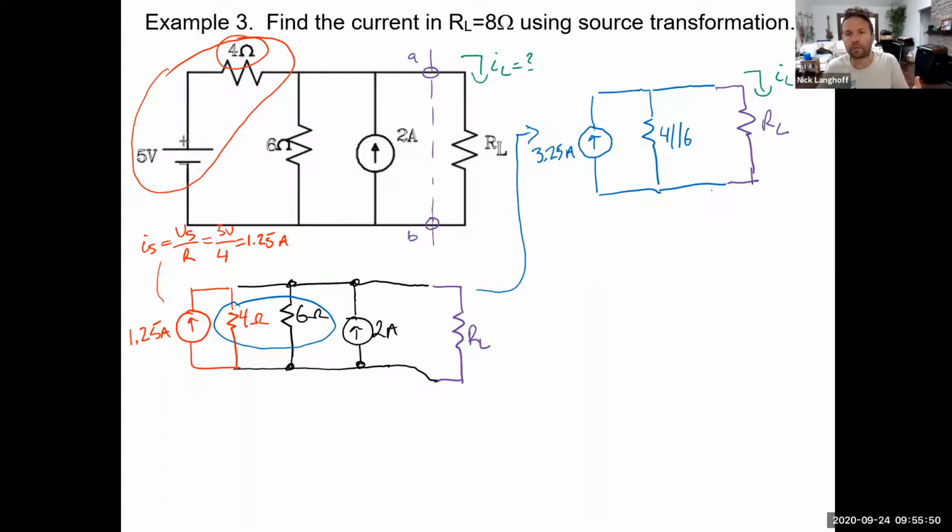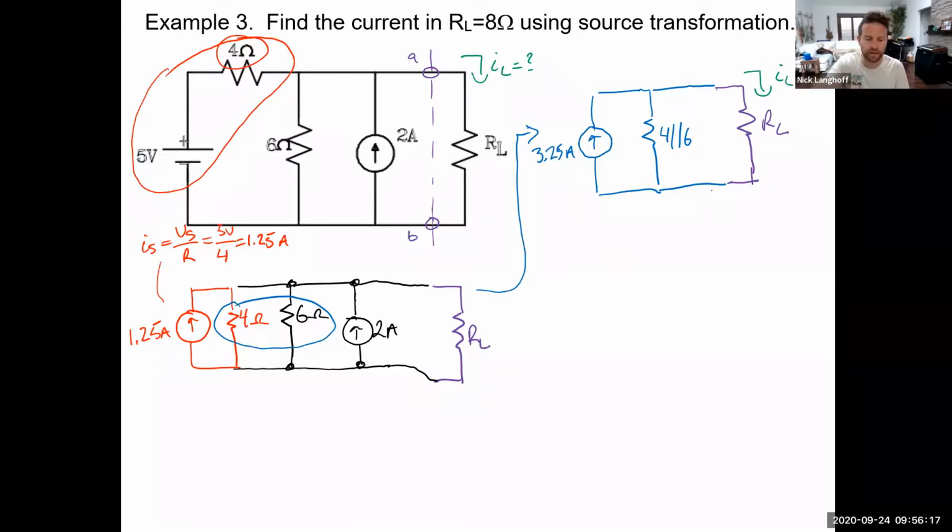And if that was what we were looking for, then it'd be fine to wrap it in parallel with the 4 and the 6. And then it'd just be 3.25 amps running through that whole parallel combination. Whatever the current times that equivalent resistance is would be the voltage, and you'd be done. However, we've not been asked to find the voltage across the load. We've been asked to find the current through it. So we're going to leave that load resistance off to the side.